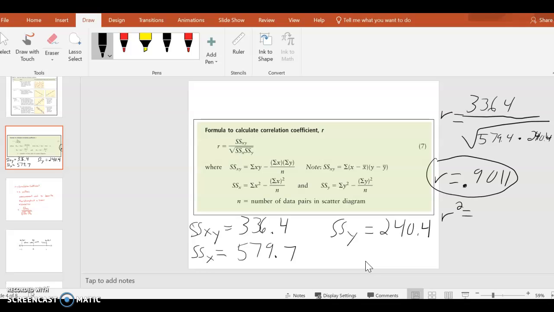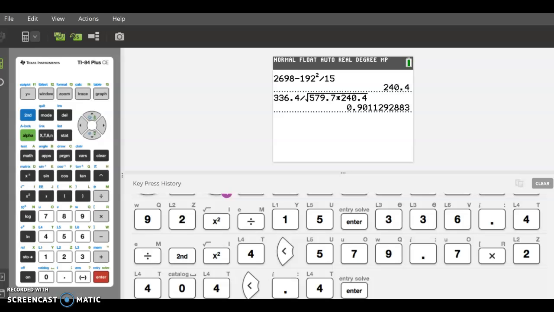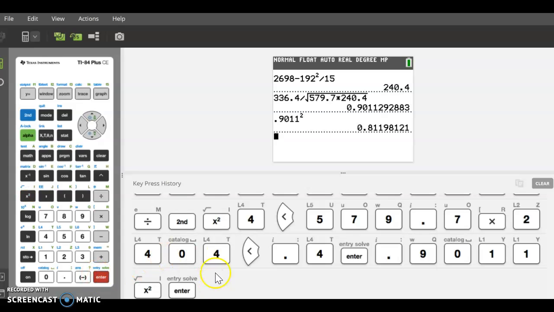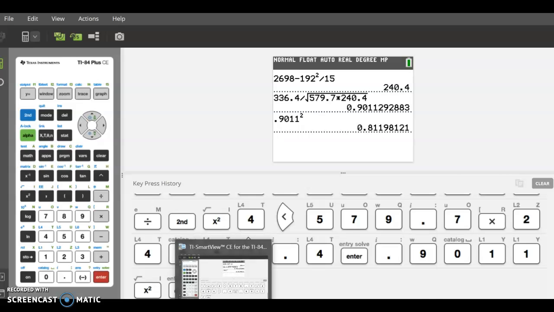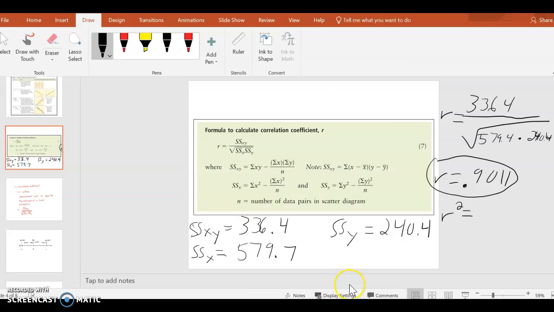And then we can always find R squared. Go back to the calculator, take 0.9011 and square it. That gives 0.8119. There's our R and our R squared. So that's how you do it by hand.